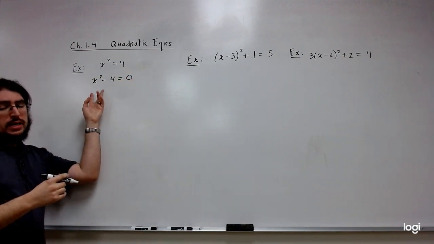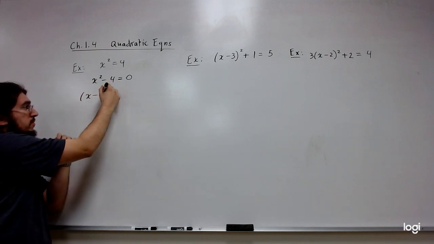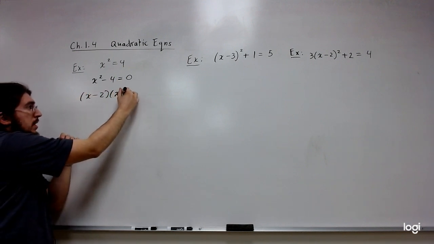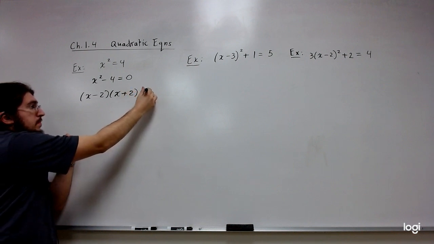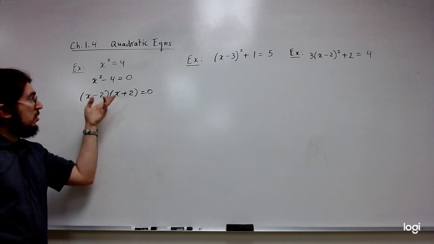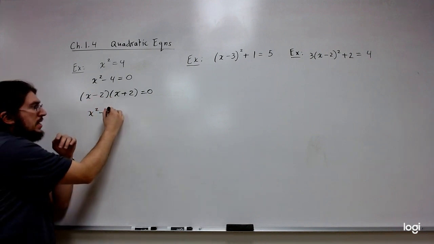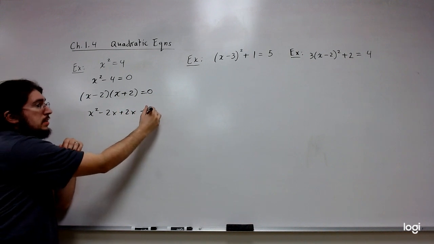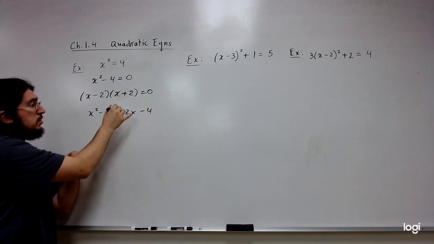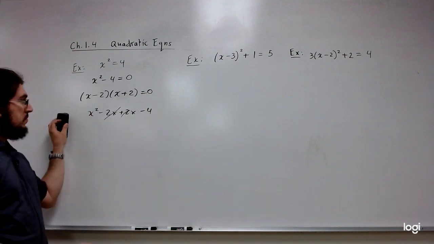This, if you don't realize, is a difference of squares. It can always be factored as x minus the square root of 4, and then x plus the square root of that number. Only if you have x squared minus a number can you pull this trick off. And if you FOIL it out, you'll get x squared minus 2x plus 2x, and then minus 4. The middle terms indeed cancel, and we just get x squared minus 4. So this definitely works.